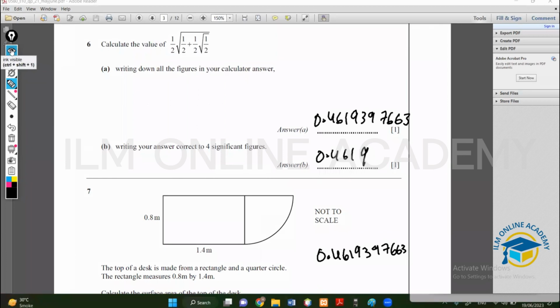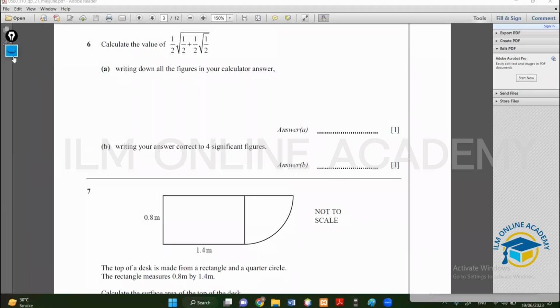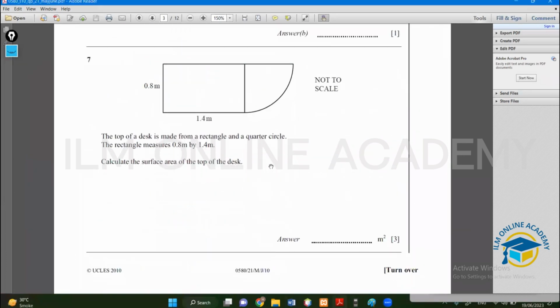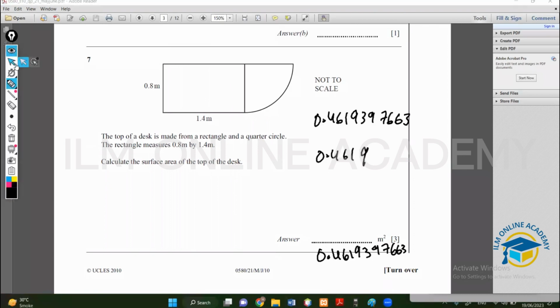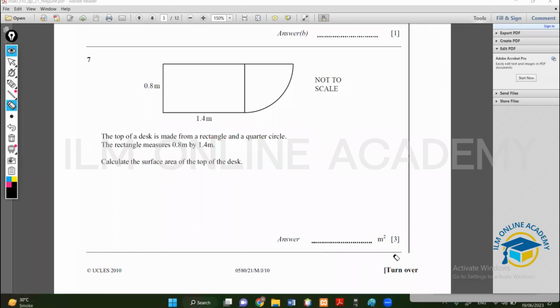Now, question number 7 is that the top of a desk is made from a rectangle and a quarter circle. The rectangle measures 0.8 meters by 1.4 meters. And we have to calculate the surface area of the top of the desk. For calculating the surface area, first you have to know that in the figure there are two types of shapes present. One is this rectangle, and the other is the quarter circle.